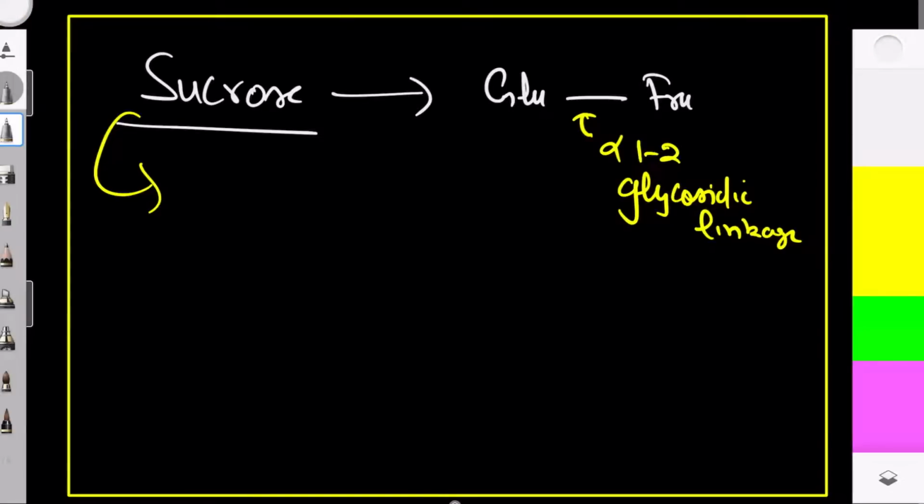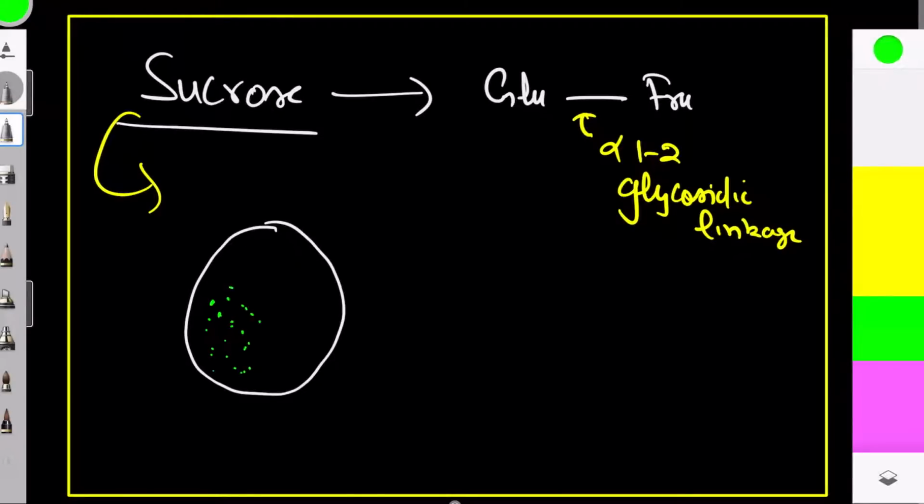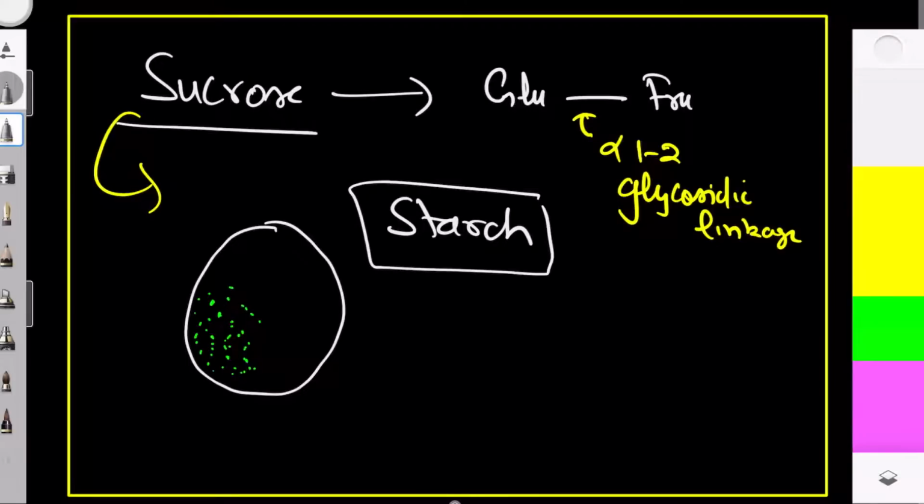So here within the seed, what we are going to see? The sugar will reach in the form of sucrose. So let's suppose you are going to have this sugar in the form of sucrose. So here I am representing these sucrose molecules. Now try to see here, the plants actually store sugar in the form of starch.